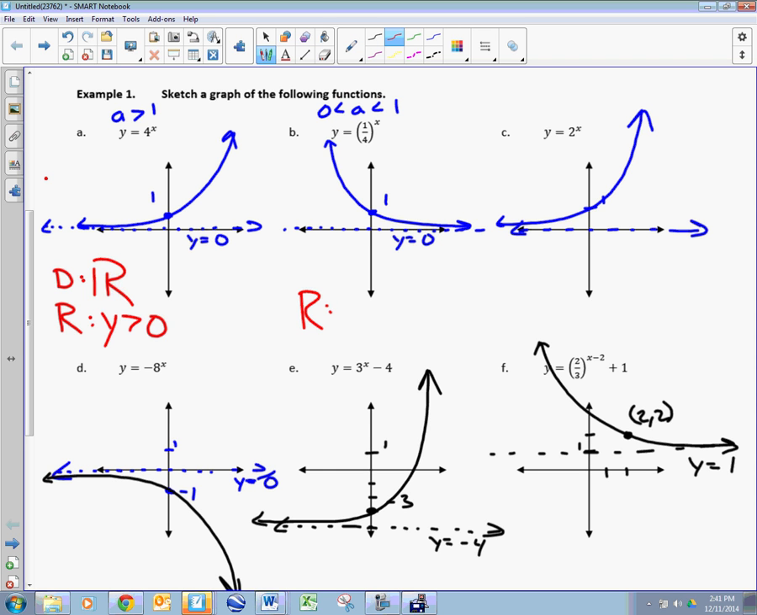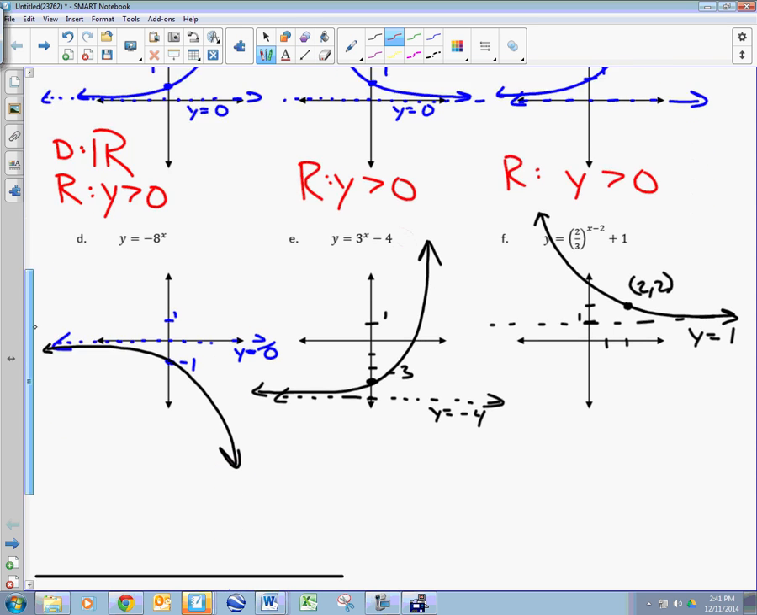Letter B, what's the range? Still the same thing. Y is greater than 0. You can't have any negative numbers. You can only have positive. C. Same thing. Y greater than 0. Domain will always be all real numbers. For exponentials, for logarithms, that will be different.